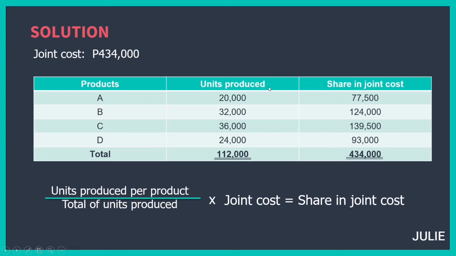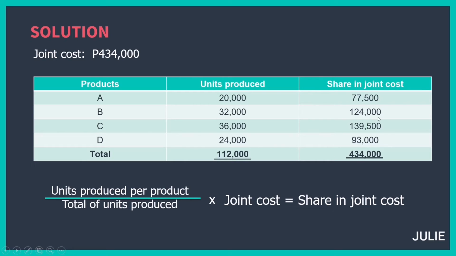So we have now the units produced and the share in joint cost combined in the table. We have 20,000 units produced for product A and 77,500 share in joint cost. 32,000 produced for product B and 124,000 share in joint cost. 36,000 units produced for product C and 139,500 as share in joint cost, and 24,000 units produced for product D and 93,000 share in joint cost. So the total units produced is 112,000 and the total share in joint cost is 434,000.